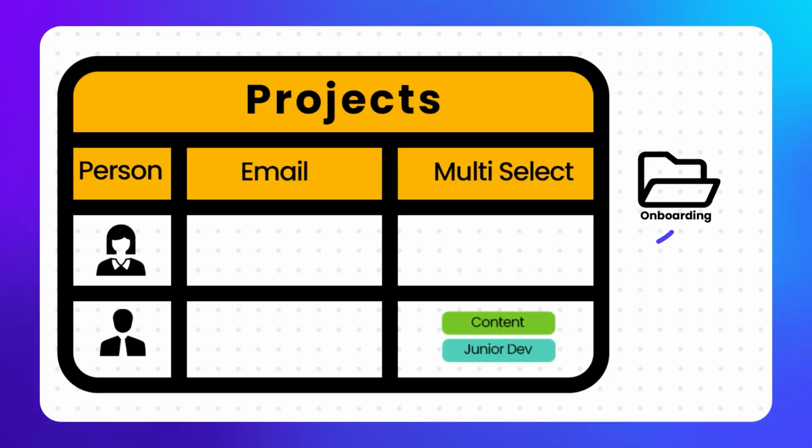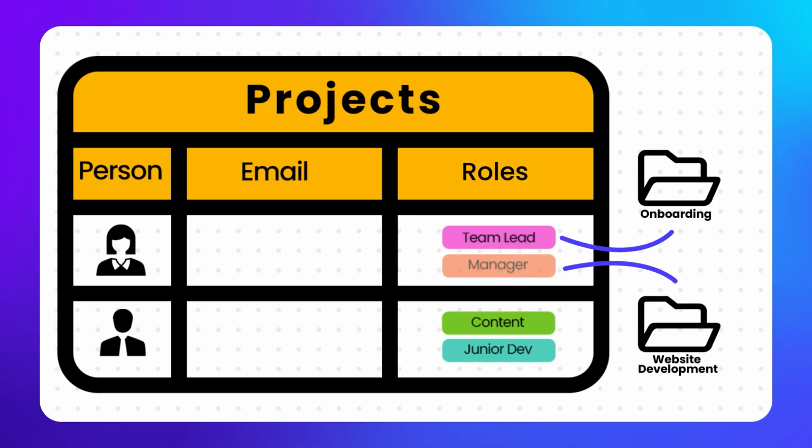You might be inclined to make a multi-select on the people table called roles. And within roles, we could select team lead and project manager. But that won't work because we have no way of knowing which of those roles she's currently serving on each project, simply that she's acting in those roles for some unknown number of projects.